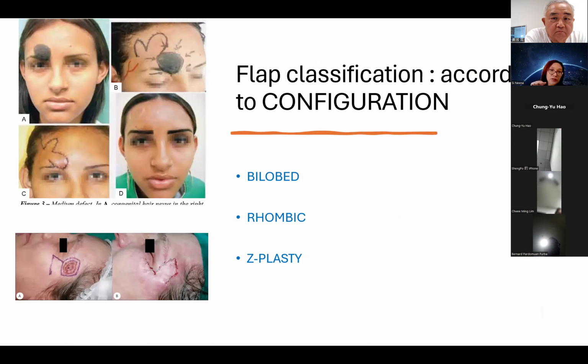According to the configuration or shape of the flap, we know that there is a bilobed flap. This is the upper left picture, used when we need to reconstruct a rounded defect, so we can use a bilobed flap to close the defect. And then the rhombic or limberg flap, where you have a defect either at the cheek or temple of the face, and then you can move it around, like in the pictures down below on the left side. And of course, Z-plasty.